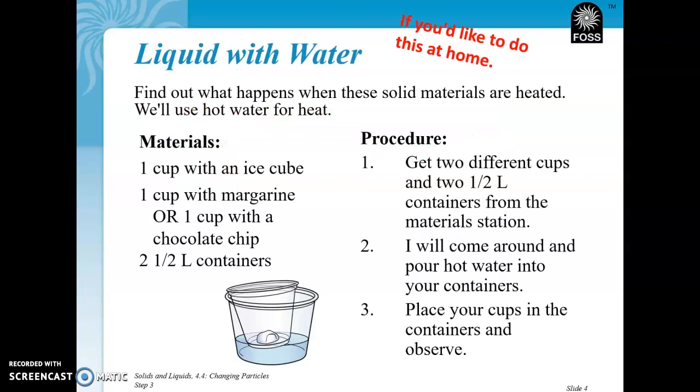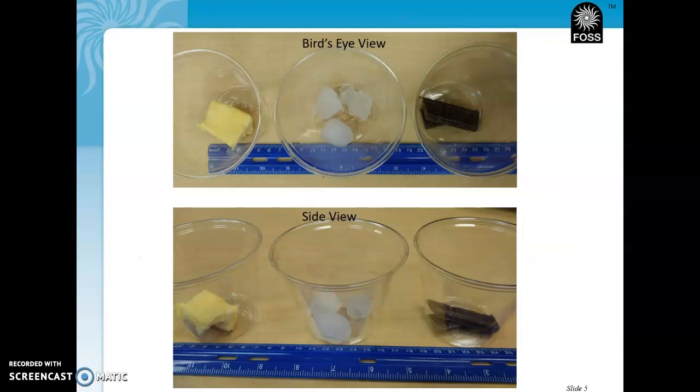If you would like to do this experiment at home, here are the materials that you will need on your screen. Please take a moment and pause so that you can collect these materials. Otherwise, I've gone ahead and already done the experiment and have taken a series of photos to help guide you. The three materials that we are going to be using and experimenting with are margarine, ice, and chocolate.